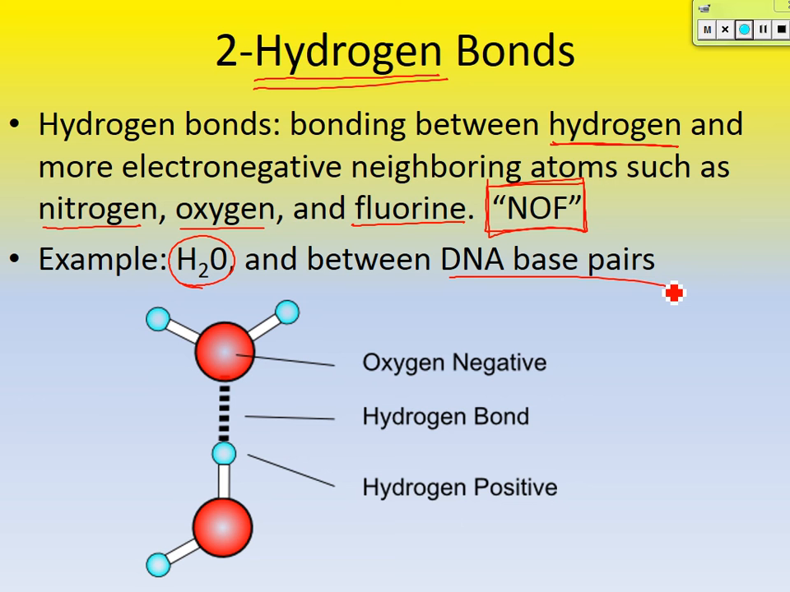Let me see if I can explain it. This is a water molecule. So water is H2O. So this is a hydrogen, and this would be our oxygen. Okay, this is another water molecule down here. Now, does water have a hydrogen? It does. Does it have one of these NOF elements? It does. It has oxygen. And so between the hydrogen and the oxygen of another molecule, you see this little dashed line? That's a force of attraction known as a hydrogen bond.